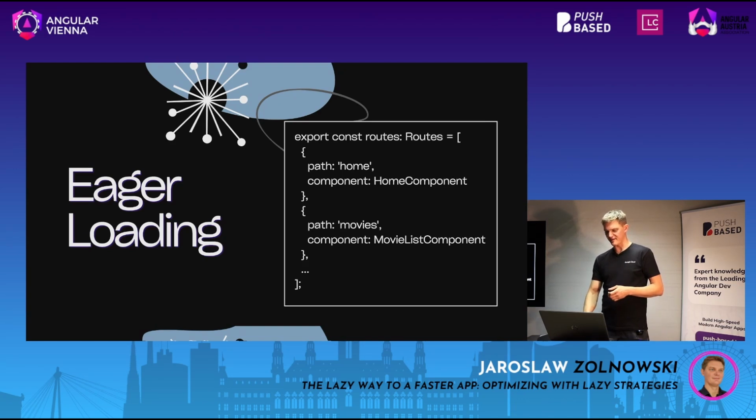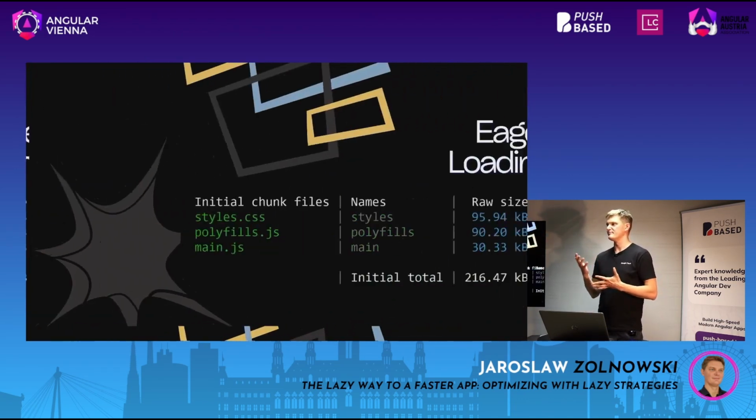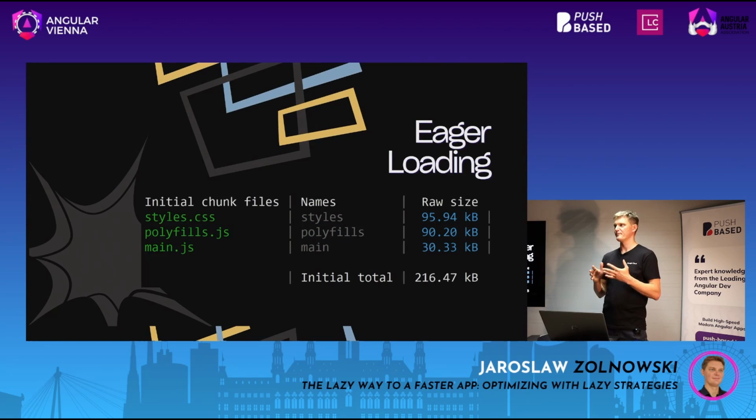Now, the browser, before rendering the first page, needs to process everything, and that will definitely increase this time and deliver a sluggish user experience. So all these 3 components will be loaded right away, regardless of whether they are needed and used immediately or not. So in this particular example, all these 3 components will be bundled into the main.js bundle, which, as you can see, takes 30.33 kilobytes.